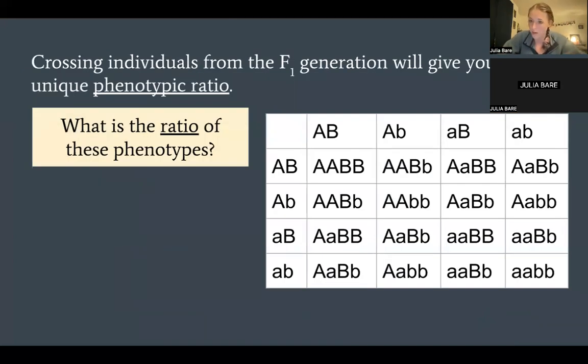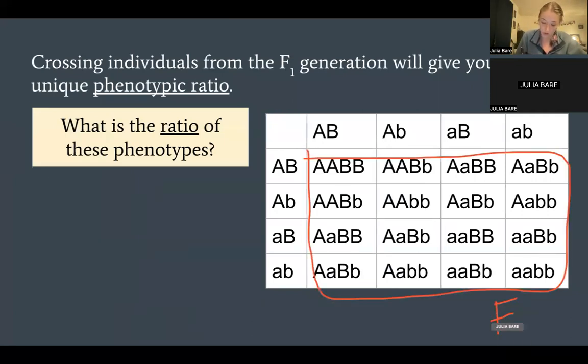Now, here's the tricky part about this. We need to be able to figure out the ratios of phenotypes in this F2 generation. So this is going to be our F2 generation. What I want you to do is figure out, first of all, how many phenotypes are there? How many phenotypic combinations are there? And then how many of each of those phenotypic combinations will you likely have? So let's try to do this together.